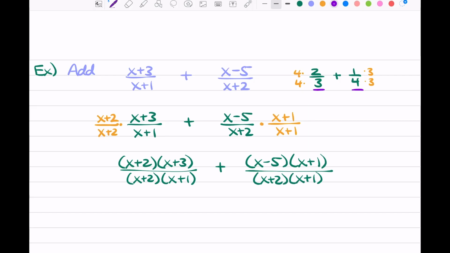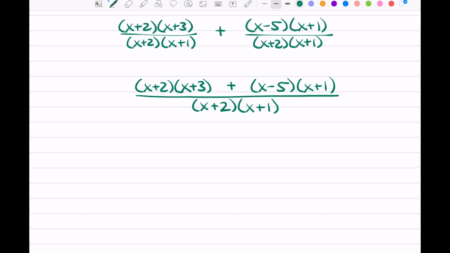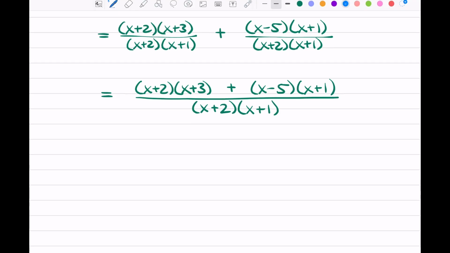As you can see, we have common denominators. So now we can just add the pieces on top. Now that we've done that, we need to FOIL each of these and then add up the pieces. Foiling the first one, we get x squared plus 3x plus 2x plus 6. And the second one, we get x squared plus x minus 5x minus 5.